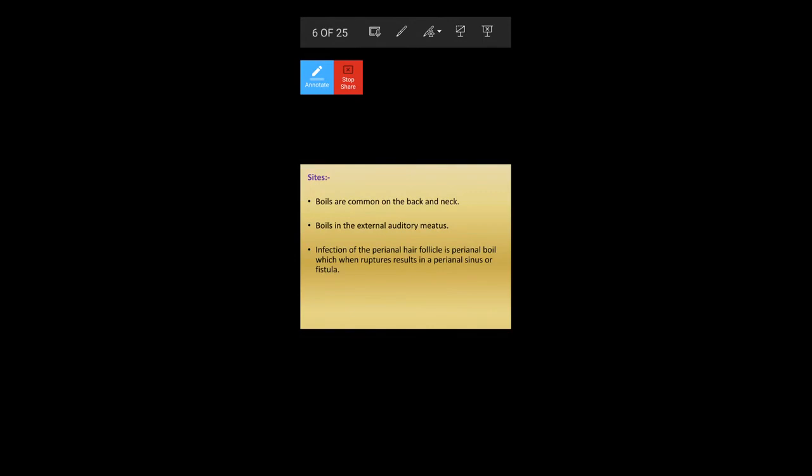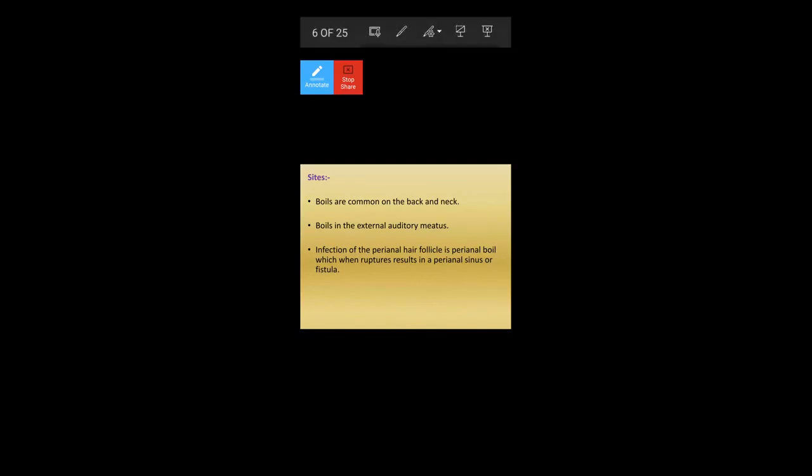First of all, I would like to tell what a sinus is. A sinus is a blind track. Blind track means it is open from one side and closed on the other side. It's like a tunnel, but closed from one side. So a sinus is an inflammatory blind track. The boil results in a track which is blind at one side and filled with pus, which is called a perianal sinus.